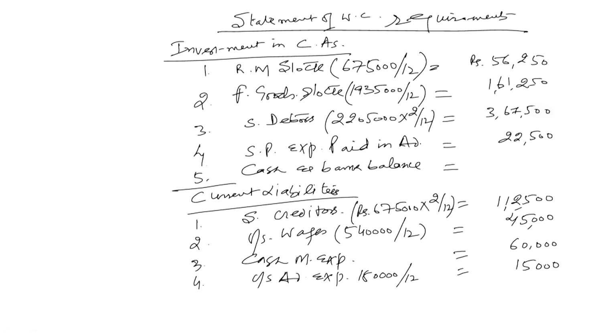Then we have taken the 4 items here for current liabilities: 112,500 is the sundry creditors, wage credit is available for the amount of 45,000, cash manufacturing cost is available as 60,000, and then we have the administrative expenses which we can also pay in arrear of 1 month, that is 15,000. How much does this work out if you calculate this? Total current liabilities.